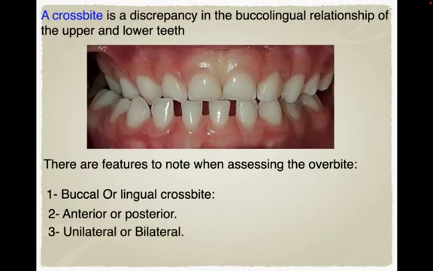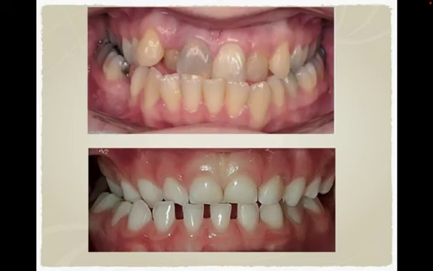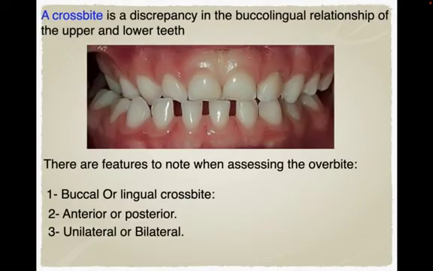Then we have to mention if it's unilateral or bilateral. This one is affecting one side, so we call it a unilateral crossbite. While this one is involving the whole arch, or both sides, so we call this a bilateral crossbite. The most important part, whenever you have a crossbite, is that you have to examine the presence of displacement.